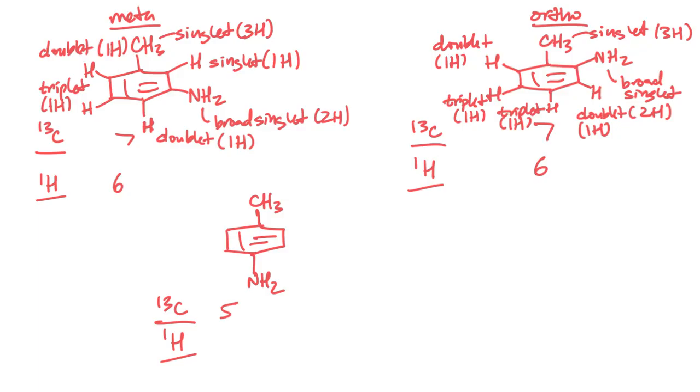And then the total hydrogen set count should be, so that'll be 4. The signatures for the methyl and the amino won't change. So singlet, 3H, broad singlet, 2H.